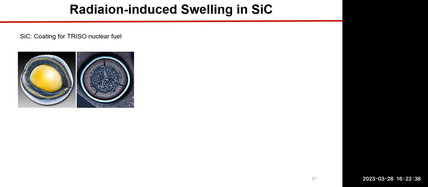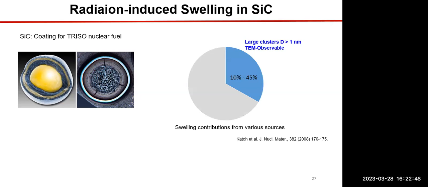So in order to avoid these kinds of issues, it is necessary to understand how the swelling happens in the materials. And previously, people claimed that the swelling is because of large clusters. We can see from the TEM that the defect cluster size could be larger than 1 nanometer. But the contribution of those large clusters can only be responsible for less than 50%. So how about the others? Where does the rest of it come from?